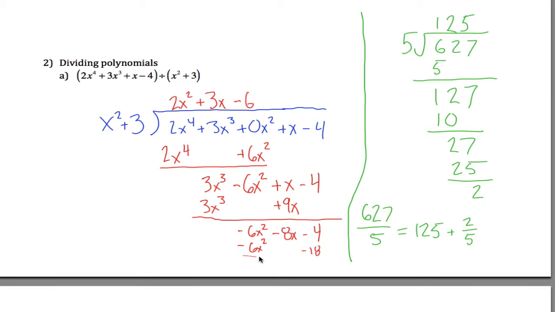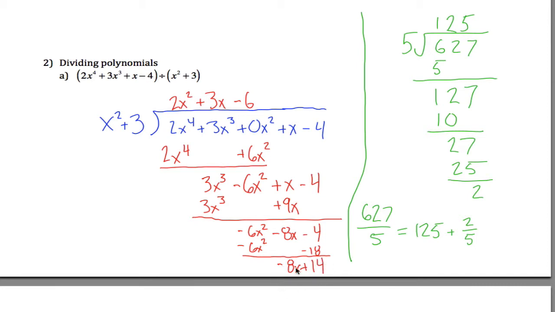And again, I subtract. Again, note that this first column canceled out. Negative 6x squared minus negative 6x squared, that goes away completely. Negative 8 minus nothing, I get negative 8x. And negative 4 minus negative 18, careful with that one. Negative 4 minus negative 18 is the same as negative 4 plus 18, which is 14.